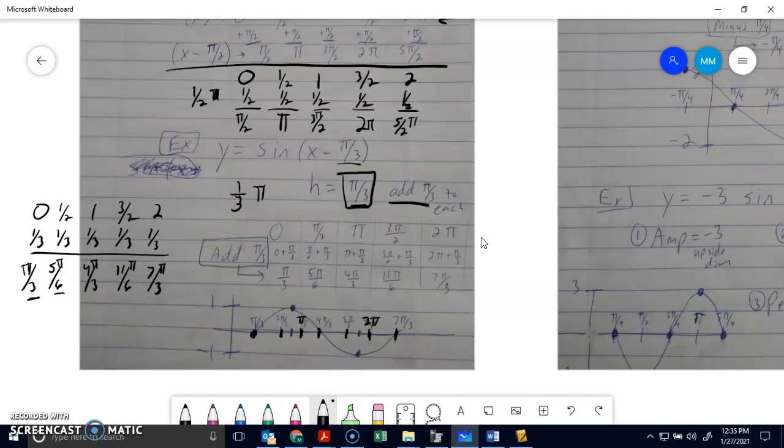Here's my first key point, pi over 3. My next key, I'll go to the end, 7 pi over 3. 4 pi over 3. And then halfway between this mark, this is 5 pi over 6. And then mark halfway again, and that's my 11 pi over 6, the key points. And again, the amplitude is just 1 here, so 1 and -1.